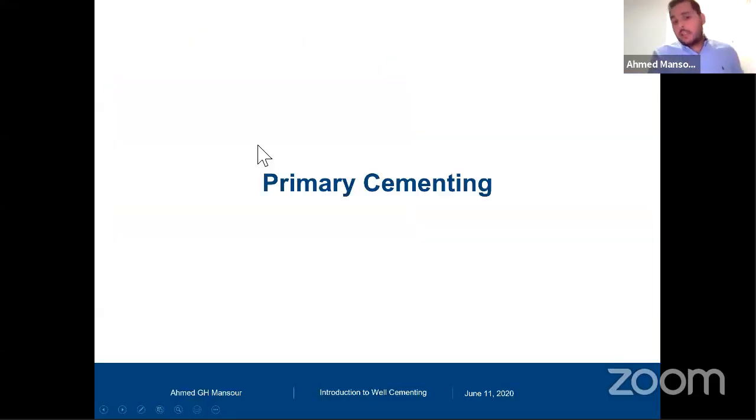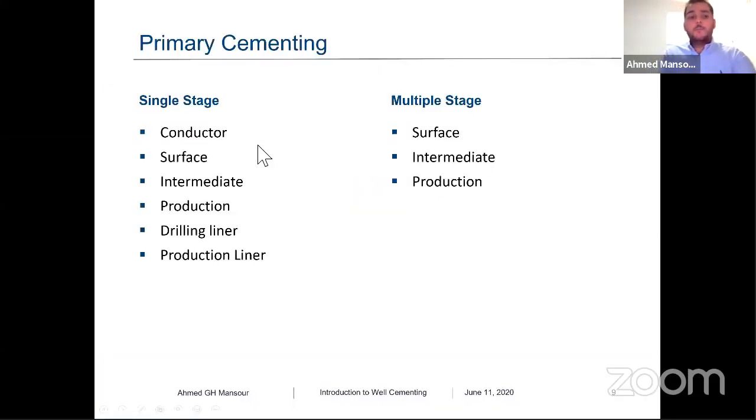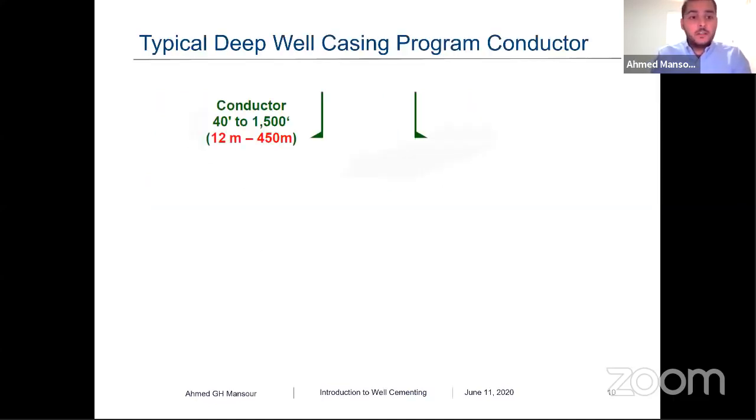So now let's move on to the second topic, which is primary cementing. In the primary cementing here, I'm going to cover the conductor cement job, surface, intermediate, and production. About drilling liner and production liner, I'm not going to go through it. And multi-stage, I will cover a little bit later.